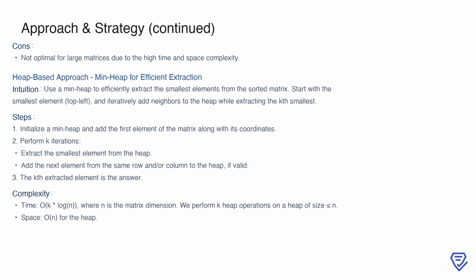Then, we perform k iterations where, in each iteration, we extract the smallest element from the heap and add its valid neighbors to the heap. By the end of these k iterations, the kth smallest element will have been extracted. This approach is much more efficient than brute force, with a time complexity of k log n, since each heap operation takes logarithmic time and the heap size is bounded by the matrix dimension.